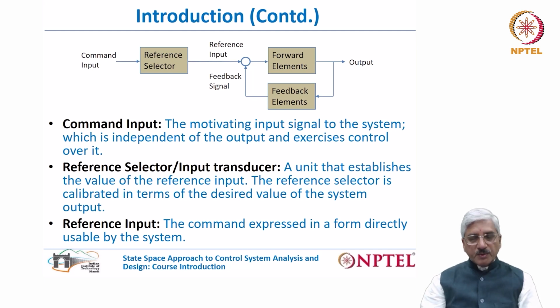So for example, command input, it is the motivating input signal to the system which is independent of the output and exercises control over it. It is generally required that the output should match the command input. The reference selector, or simply an input transducer, is that unit which establishes the value of the reference input. The reference selector is calibrated in terms of the desired value of the system output. And reference input is the command expressed in a form directly usable by the system.